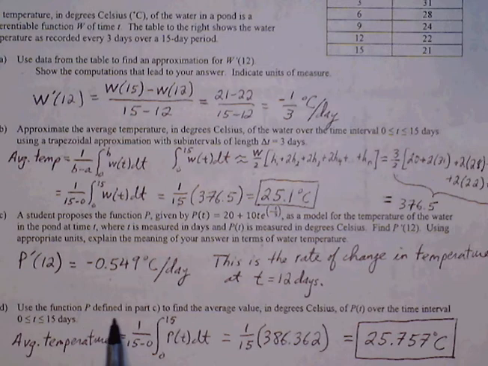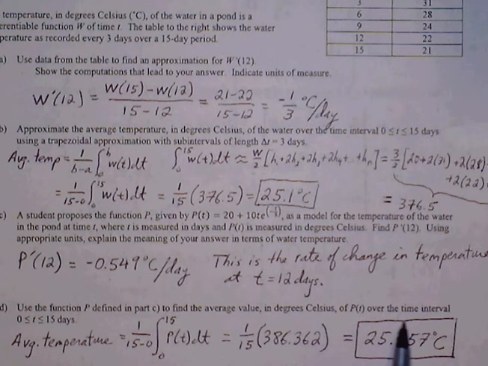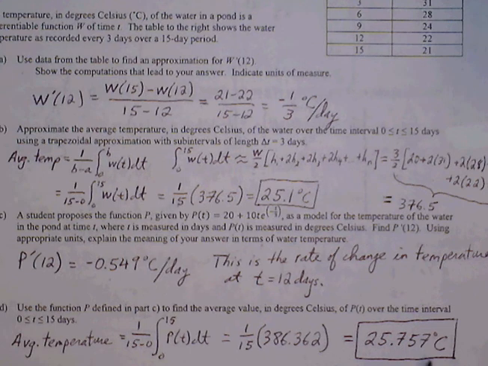Part D, use the function P in part C to find the average value over the time interval between 0 and 15 days. So again, find the average value. So go through the formula, 1 over b minus a, definite integral from a to b of P of t dt. So we plug this in the calculator using fnInt, y sub 1 comma x comma 0 comma 15, and that'll give us 386.362 divided by 15, which is 25.757 degrees Celsius will be the average temperature over the course of those 15 days.